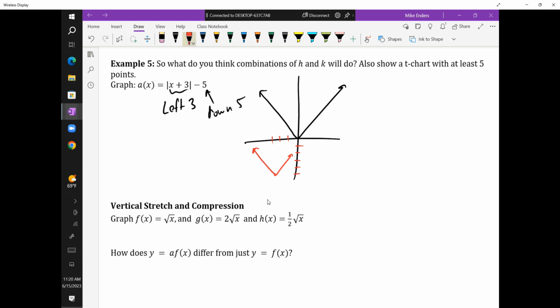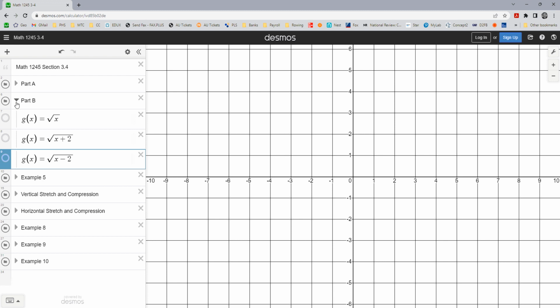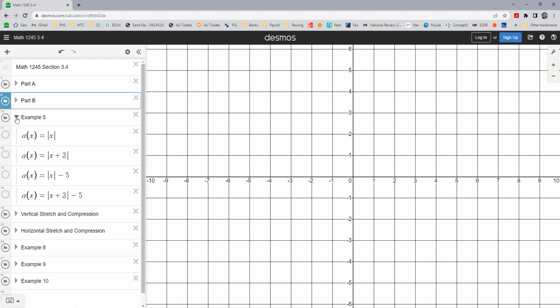Now, of course, we can clean this up a little bit more. Take a look at it in Desmos and say, hey, how does this look in a much cleaner format? So let's go ahead and take a look at that one. So there's my absolute value of x. It is indeed the nice V shape that we're looking for.